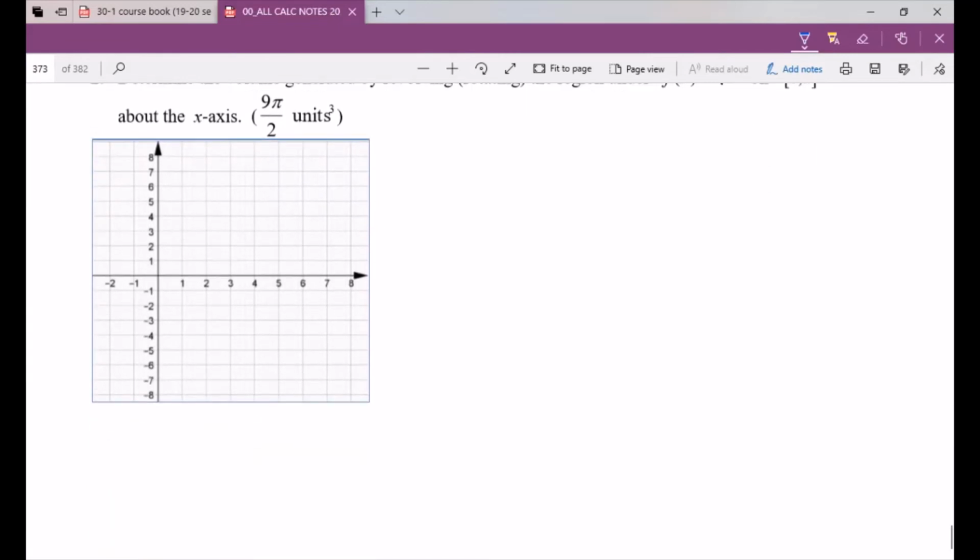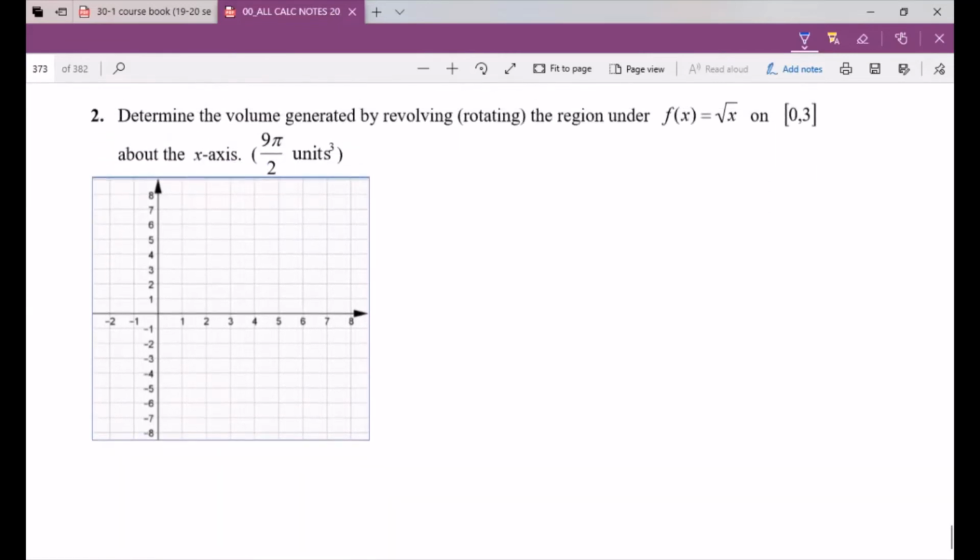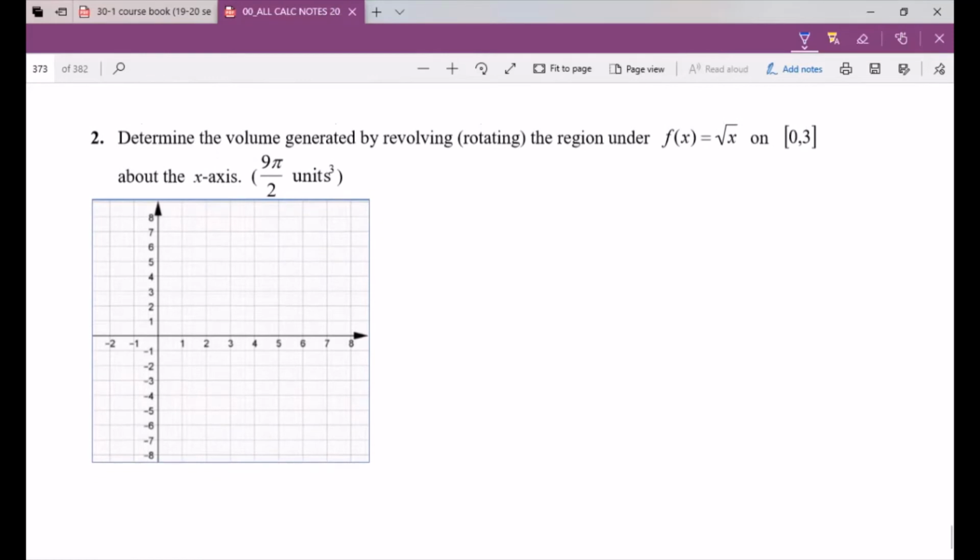And number 2. Determine the volume generated by rotating the region under f(x) = square root of x from 0 to 3. So square root x looks a little bit like this. It goes through (1, 1), through (4, 2), through (9, 3). And so it is this curve that comes this way.